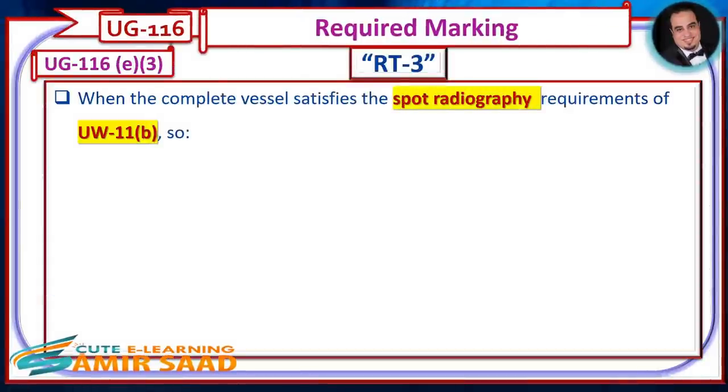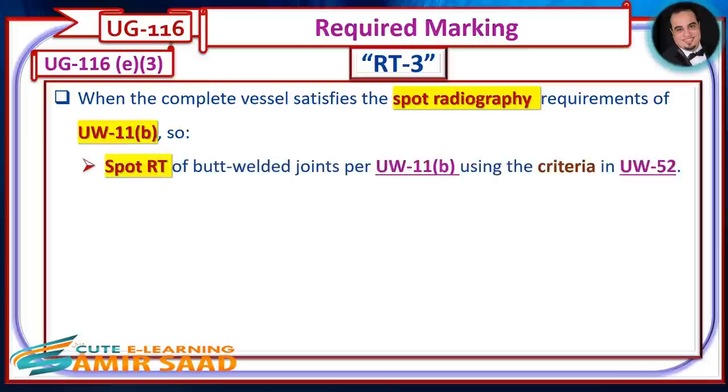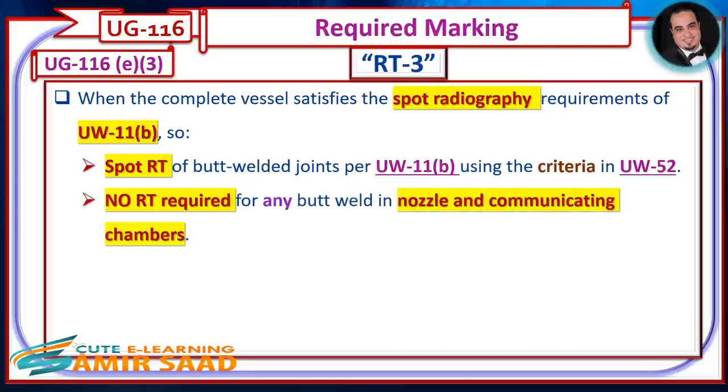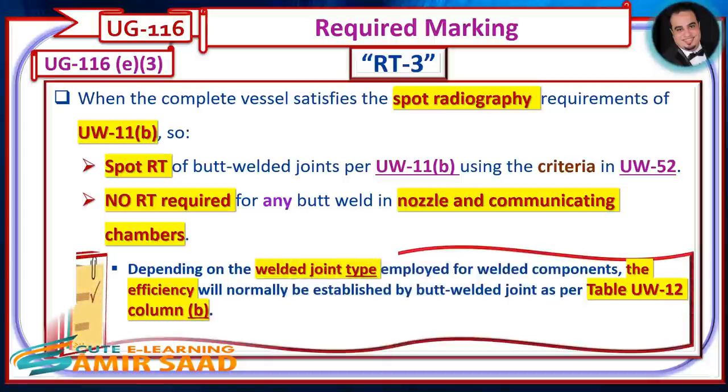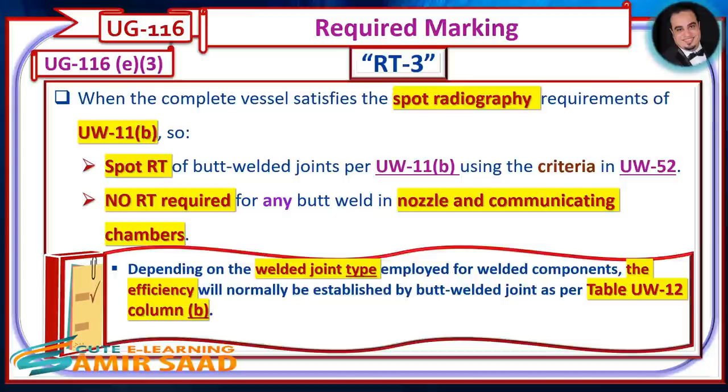UG116 E3, RT3. When the complete vessel satisfies the spot radiography requirements of UW11(b), so spot RT of butt welded joints per UW11(b) using the criteria in UW52. No RT is required for any butt weld in nozzles and communicating chambers. Depending on the welded joint type employed for welded components, the efficiency will normally be established by butt welded joint as per table UW12 column B.